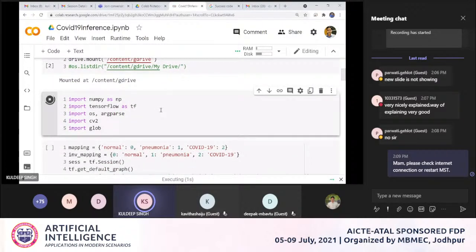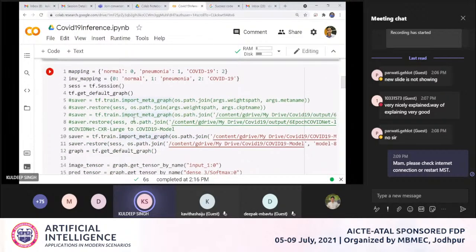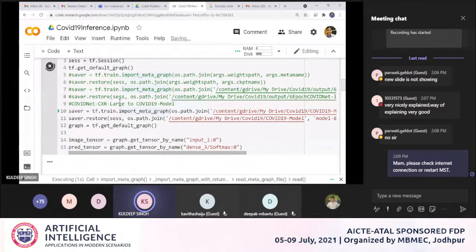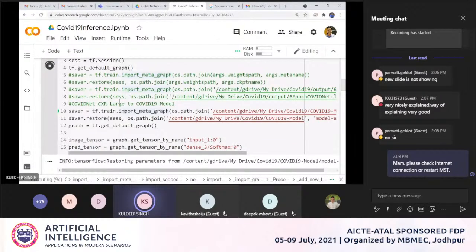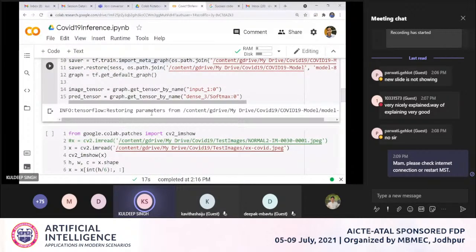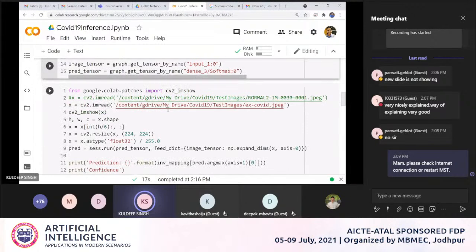Then we'll import the necessary libraries. NumPy is basically a library for numerical calculations. Now we are trying to load this particular model, which we have saved on the Google Drive. So it is basically taking the weights and the parameters from the model. Saving the model means saving the parameters and the weights of the model. It has restored those parameters. Now the task of inference.